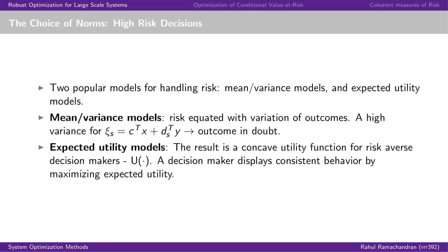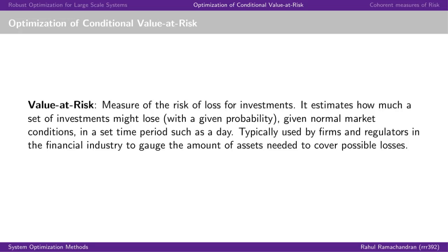Mean variance models and expected utility models are the common risk handling models. In a mean variance model, a higher variance indicates large doubt in the outcome. For expected utility models, the result is a concave utility function, more suitable for risk-averse decision making. By maximizing expected utility, a decision maker is essentially displaying consistent behavior. So that was an overview of the first paper.